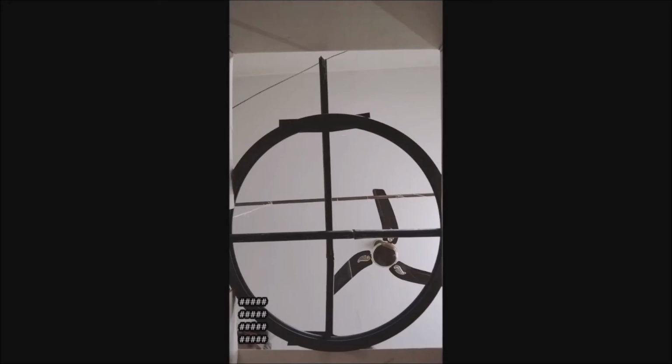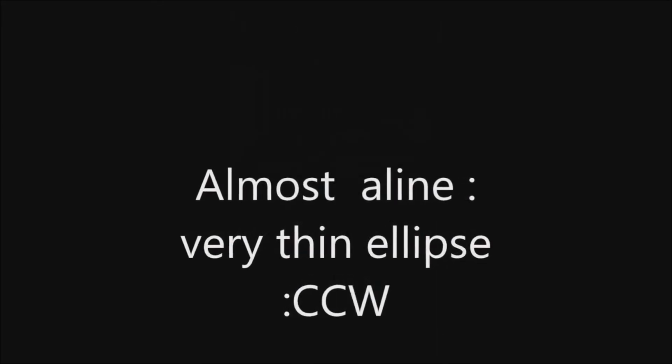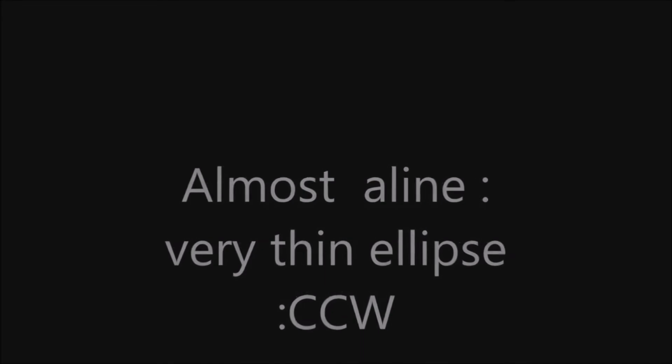So now it is hit, and I'm showing a slow motion ellipse. So the phase could be between 3 pi by 2 and 2 pi. For a detailed discussion, look at my video on visualization. Now let us look at a very thin ellipse, counterclockwise.